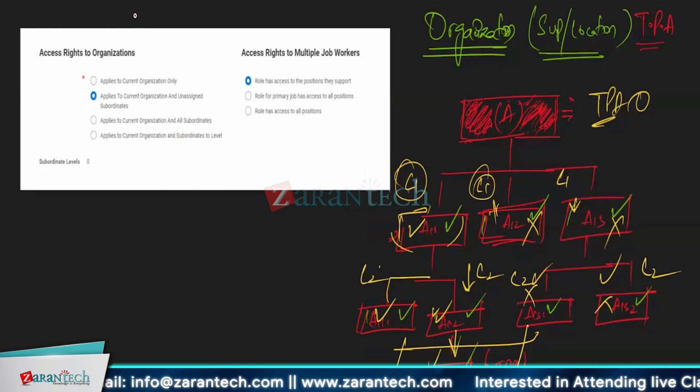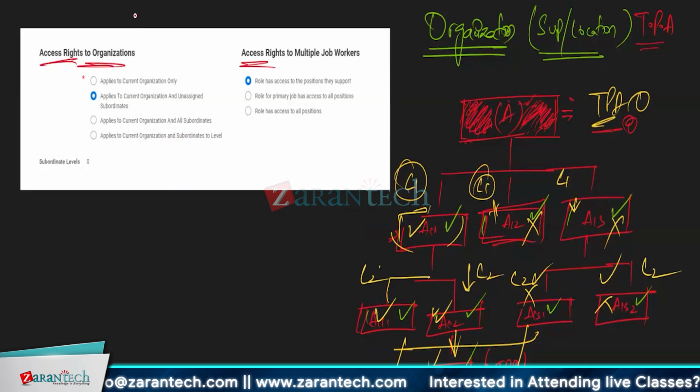Now, what kind of access will they have? It will depend upon the domain security policies assigned to the TPA security role. So this is about the access rights to the organization. Now, access rights to multiple job workers is a separate concept.